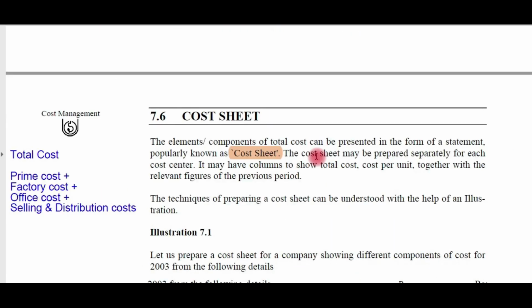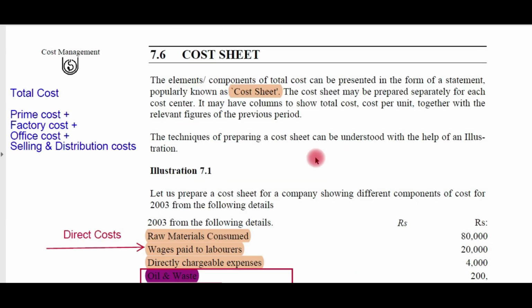Okay. With this background, we will now go into the elements of cost sheet. The elements or components of total cost can be presented in the form of a statement. If we take all the costs, whether direct or indirect or within factory or office or sales and distribution, and present in the form of a statement, then it is called a cost sheet. The cost sheet may be prepared separately for each cost center, separately for factory, separately for office and administration, and separately for selling and distribution activities. It may have columns to show total cost, cost per unit, or together with relevant figures of the previous period.